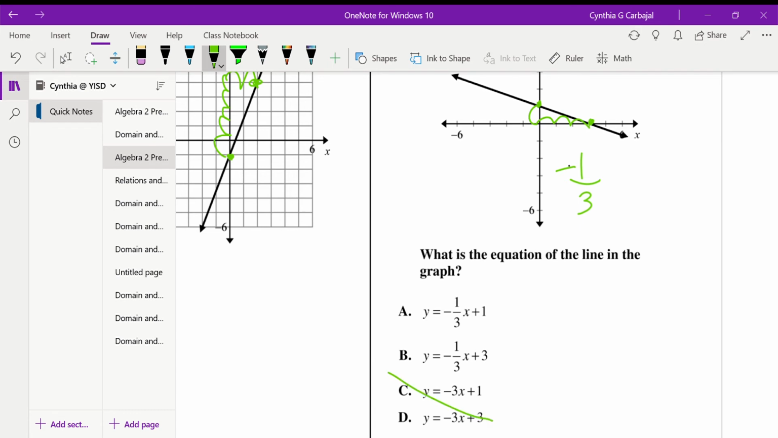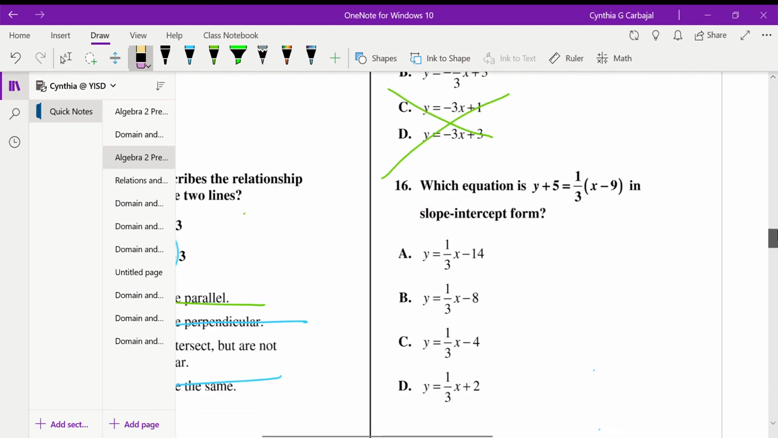So now we can cross out C and D. And then our y-intercept is 1 right here, a +1. So our answer is A. Okay. So again, this is review on linear equations from Algebra 1 that we should know.